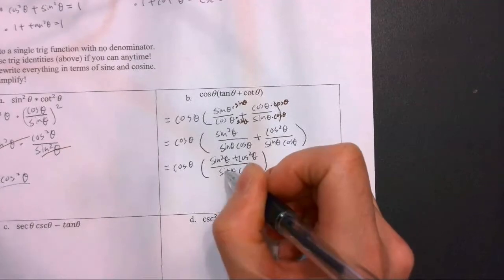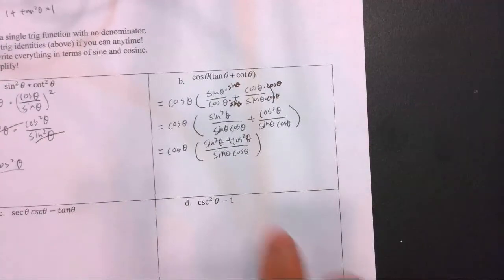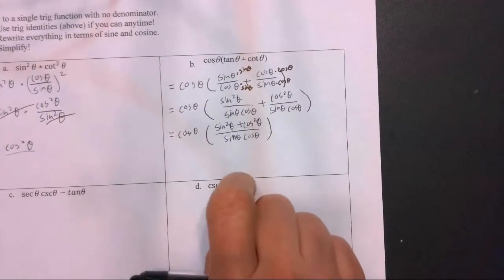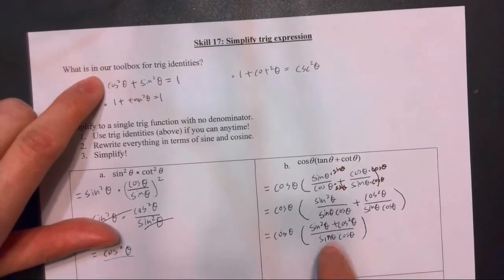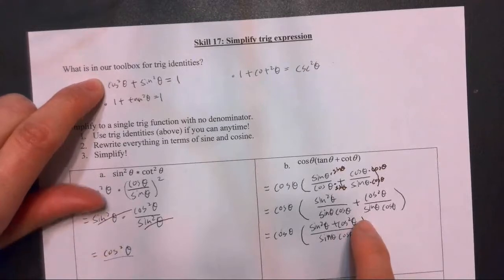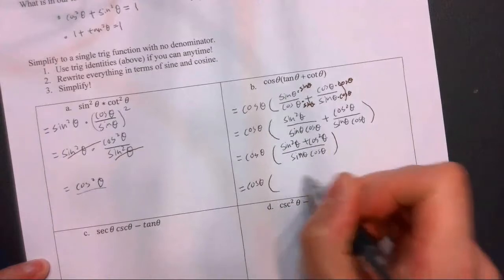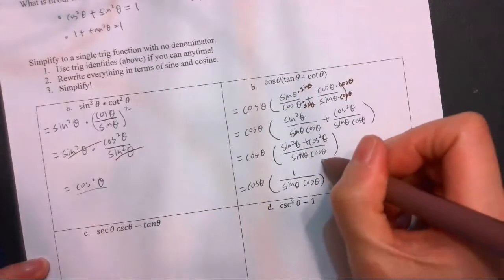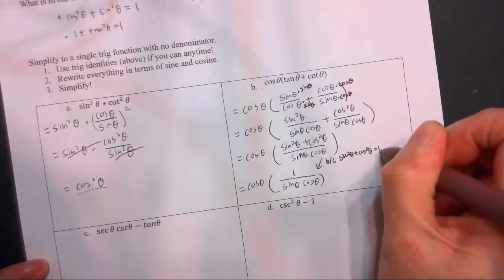Alright, when you get here, I know a lot of you will be like, woo, I'm going to cancel this out. Do not. Okay? Remember, tip number 1 was what? Use a trig identity if you can, anytime. And I want you to look right here. Is there any trig identity I can use? Do you see sine squared plus cosine squared over here? Yeah, what's sine squared plus cosine squared equal to? 1. So instead of this, I'm going to write 1. So I get cosine theta times 1 over sine theta cosine theta. And let's write the reason why that was the case: because sine squared theta plus cosine squared theta is equal to 1.